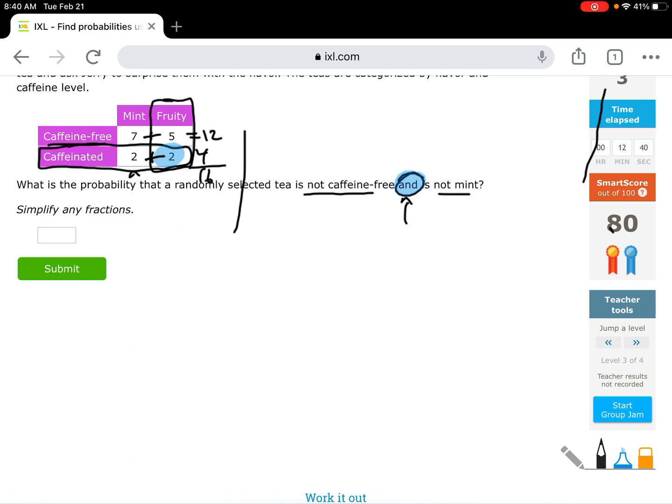And then you could confirm that by adding these two vertically. 7 plus 2 is 9, 5 plus 2 is 7. That does add up to 16 as well. So this should be 2 out of 16, and then if you reduce it, that should be 1 out of 8.